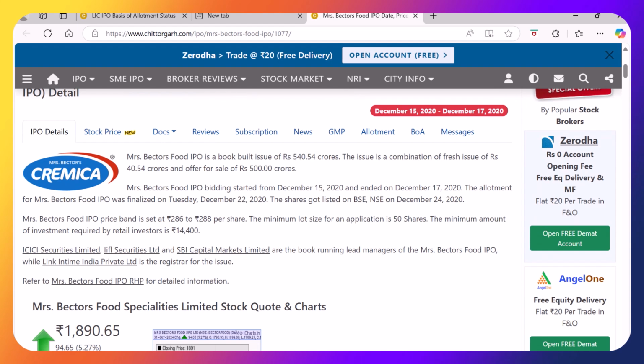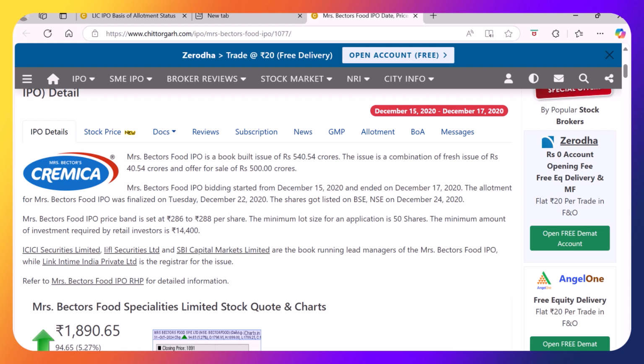Just read the third line. Who was reading? I mean, after Nidhi. I was reading, sir. Just read. Mrs. Bector's Food IPO price band is set at 286 to 288 rupees per share. The minimum lot size for an application is 50 shares. The minimum amount of investment required by retail investors is 14,400 rupees.